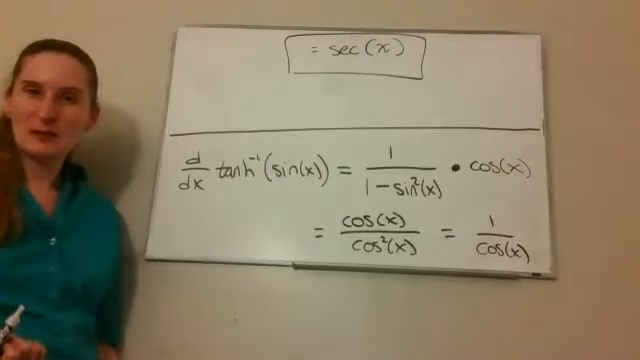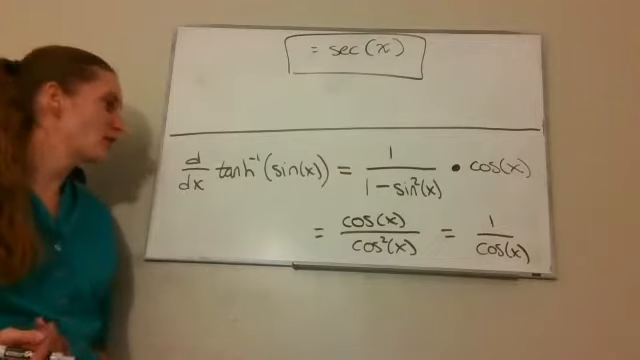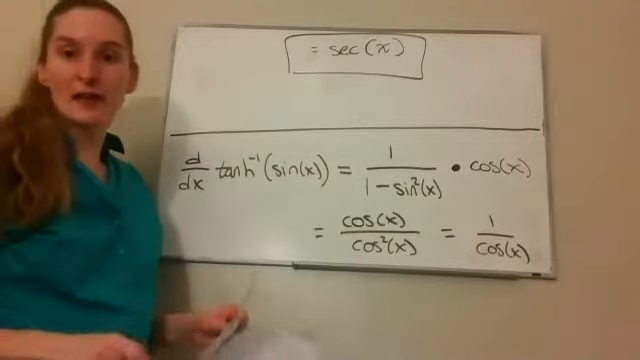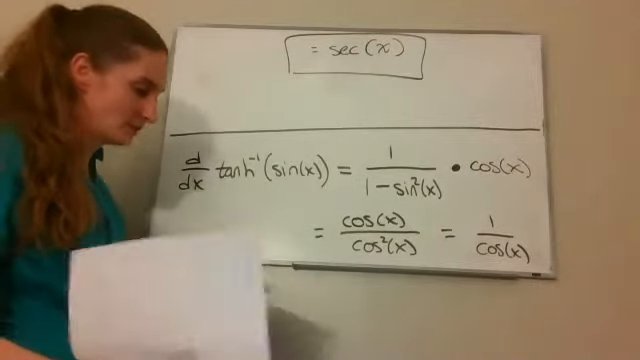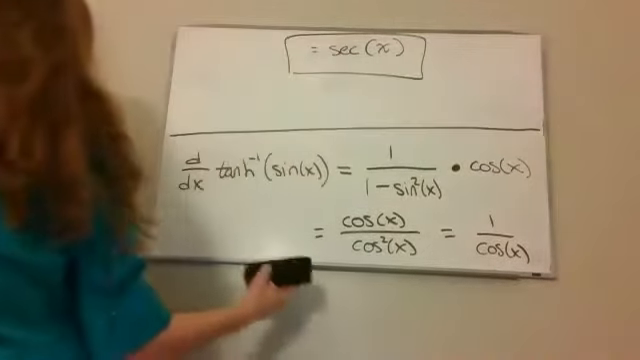So we got that just by using a chain rule and the definition of the derivative of the hyperbolic tangent inverse, and then using a Pythagorean identity to help us simplify. Let's do another example.